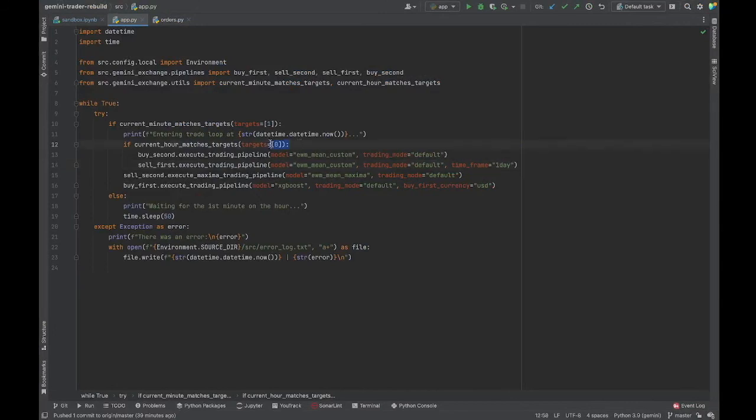Then that's going to do that once a day, looking for those opportunities, and then otherwise every hour it's just iterating through this buy first, sell second logic using the US dollar as the purchasing currency.